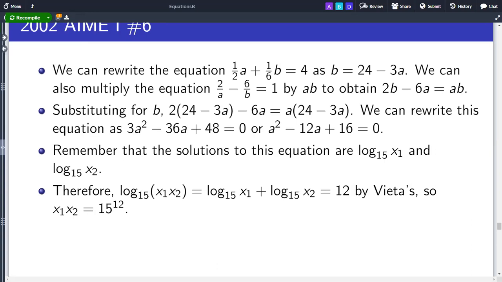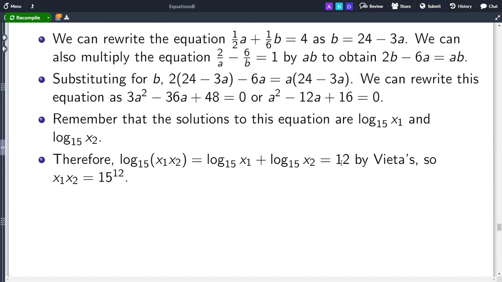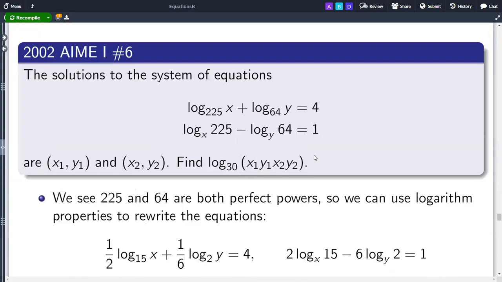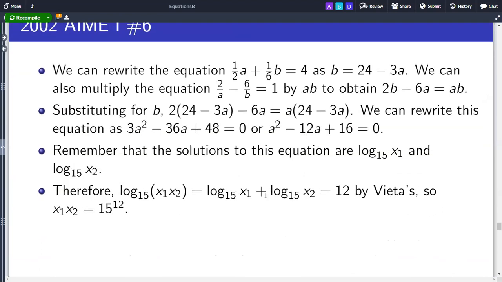That's log base 15 of x1 plus log base 15 of x2. We know the sum of the solutions is 12 from Vieta's, because it was a squared minus 12a plus 16 equals 0. So x1 x2 is 15 to the 12th. I think people are confused about why we are doing x1 times x2. On the previous slide, we needed to find log base 30 of x1 y1 x2 y2, and we had an equation with x1 and x2, so I was just computing what x1 x2 is. Next we'll do y1 y2.